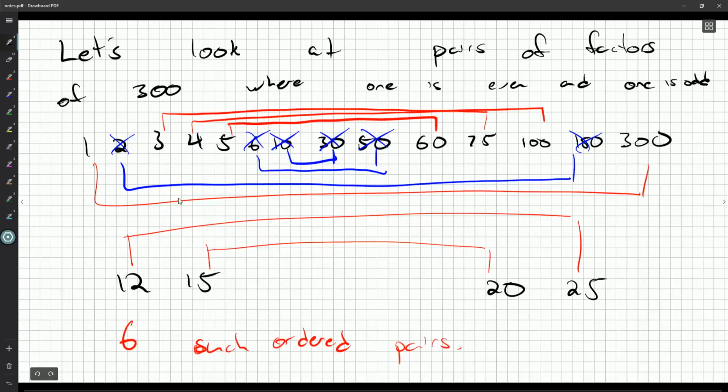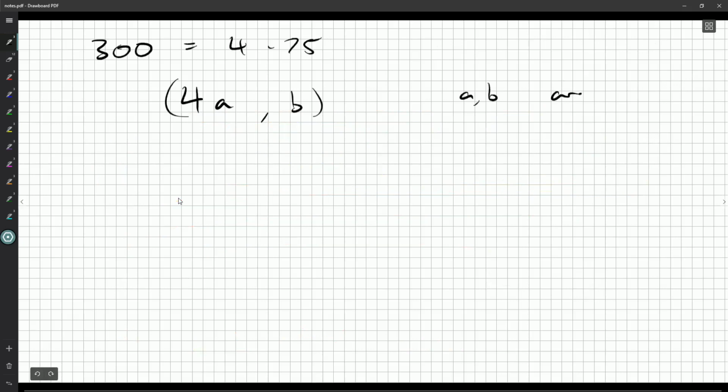I guess another way you could do this, if you didn't want to write them all out, you could say, well, 300 is 4 times 75. In order to be even, let's put all the 4's into one factor. So it'll be 4 times A, comma B, where A and B are factors of 75. And just ask yourself how many pairs of factors of 75 there are. That's going to be 3 times 5 squared, so that'll be 2 times 3, so that'll be 6 pairs of factors.